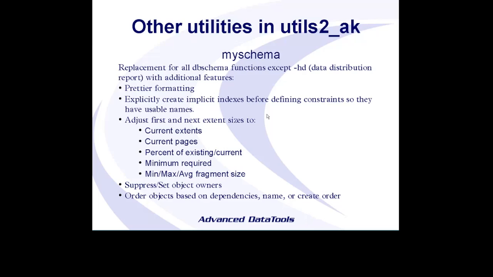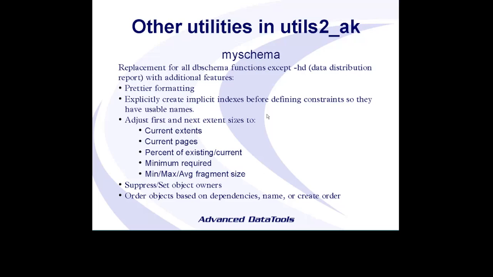Another major reason that I maintain the code is that it explicitly creates implicit indexes. So when you create a constraint, the engine will build an index to support that constraint if that index key doesn't already exist. But the index it creates will be hidden and will have a name that you can't use to alter its extents or rebuild it if it needs to be rebuilt.